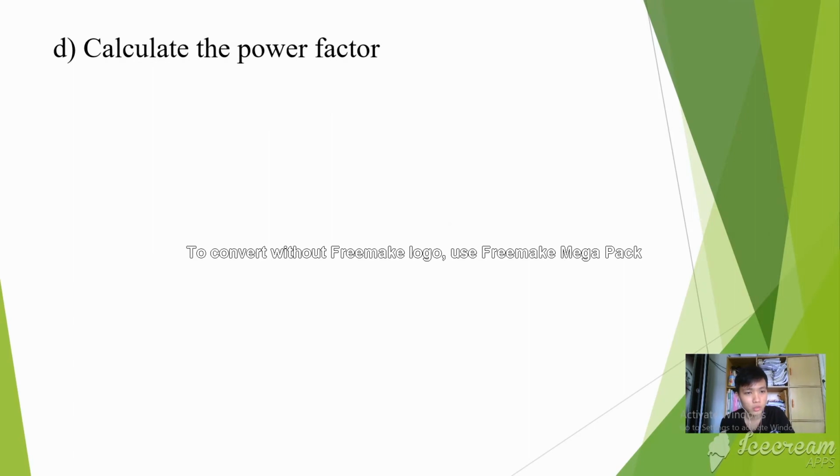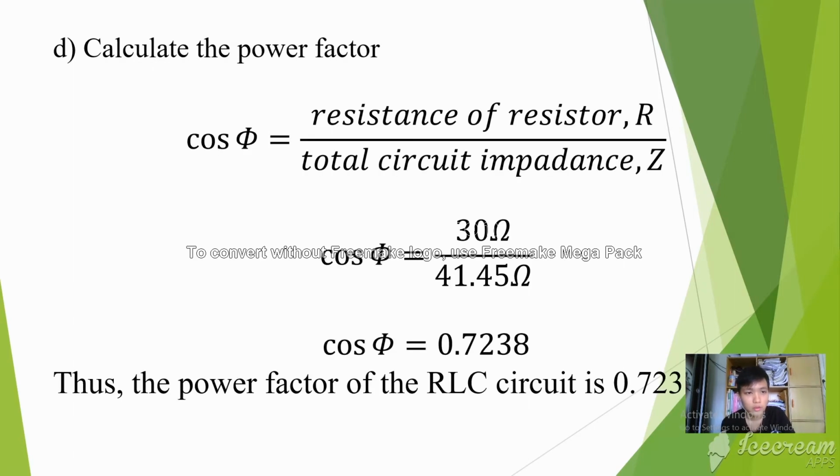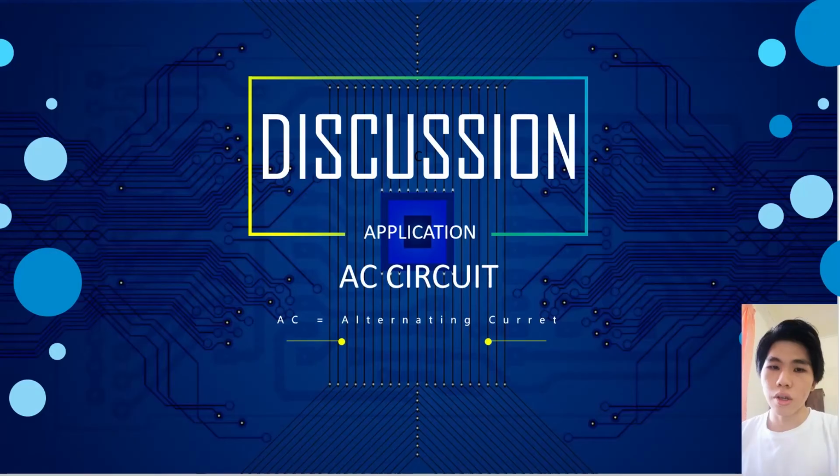For the last question, it's asked to calculate the power factor. To calculate the power factor, we are going to use the formula: resistance of the resistor divided by the total circuit impedance. Thus, the power factor of the RLC circuit is equal to 0.723.